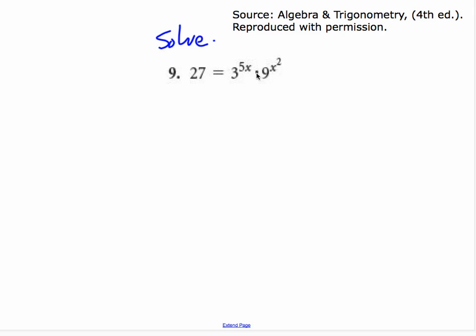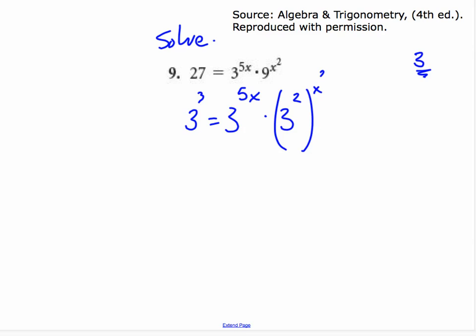I've got two factors over here, but it looks like I can get them to be a common base. 27, 3, and 9, they're all powers of 3. So maybe let's go with that angle. So 27 is 3 cubed. 3 to the 5x I'll leave as is, times 9 is 3 squared to the x squared. I'll maybe put that in brackets for now. Go x squared like that.